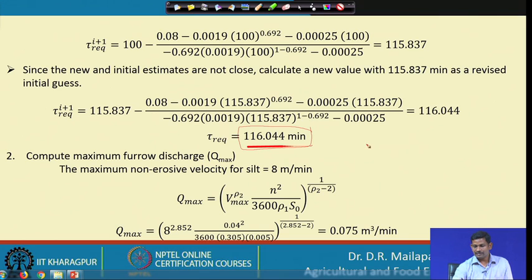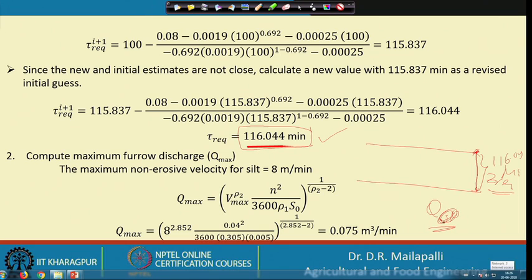That means once it reaches the advance, in order to meet the Z required, it needs to be irrigated for 116.04 minutes. Then only at the tail end will the waterfront reach the Z required. Okay. So, this one task is done. The next task is to find out Q naught and the number of furrows.